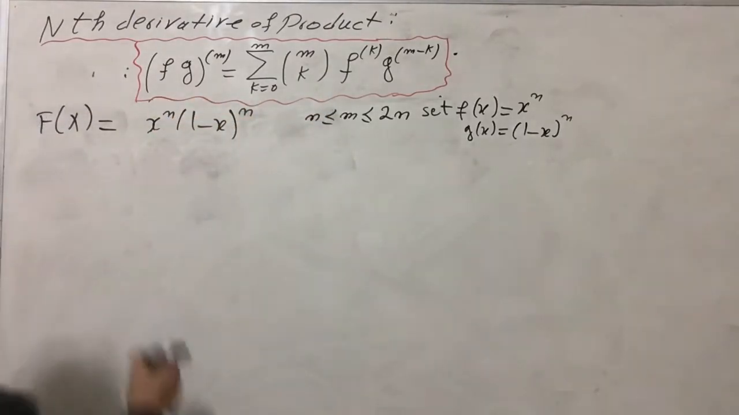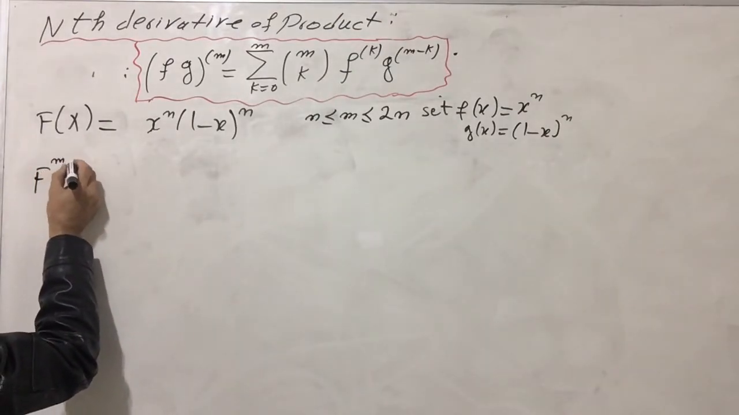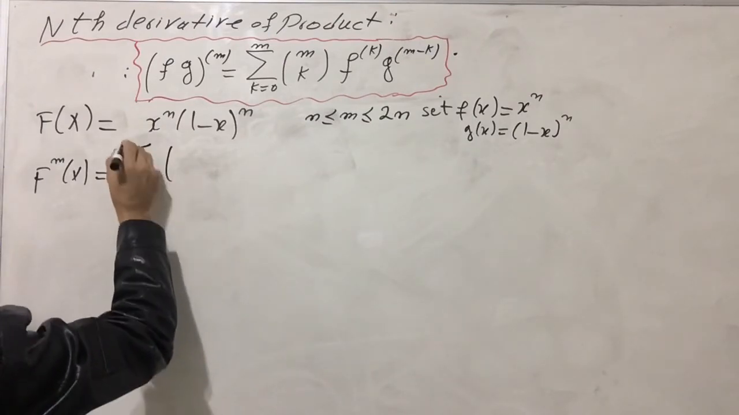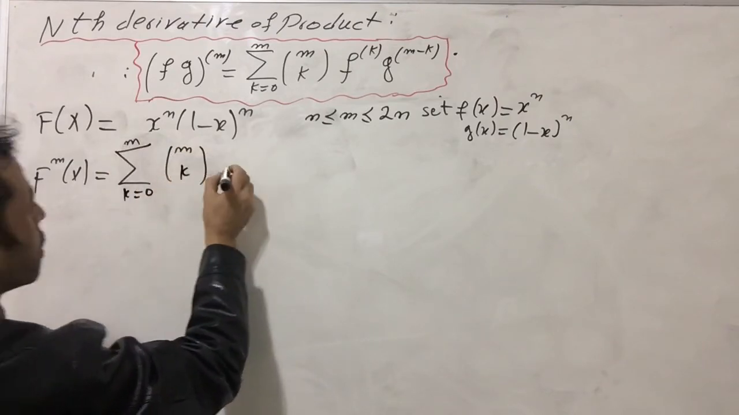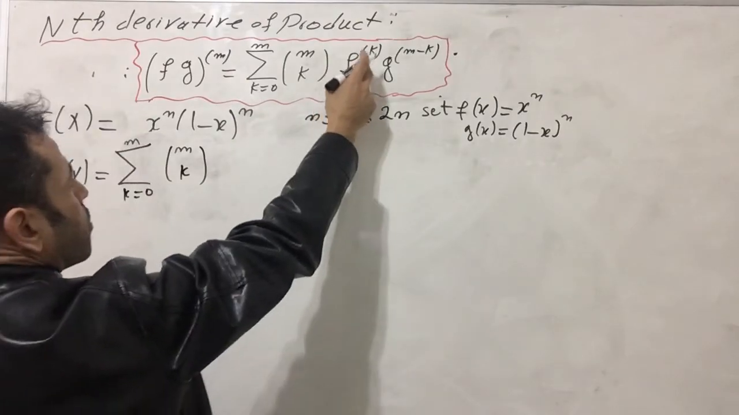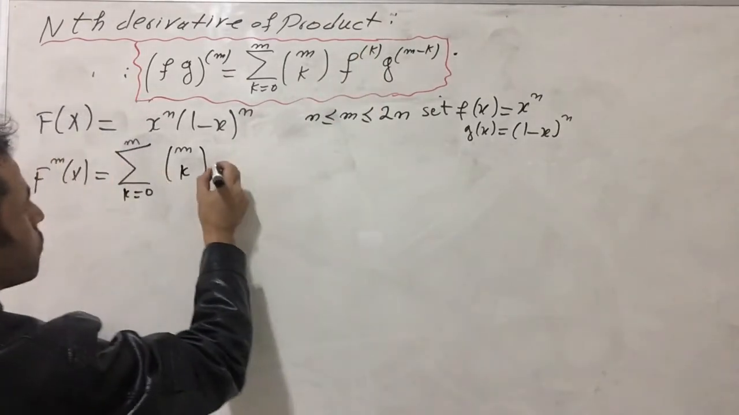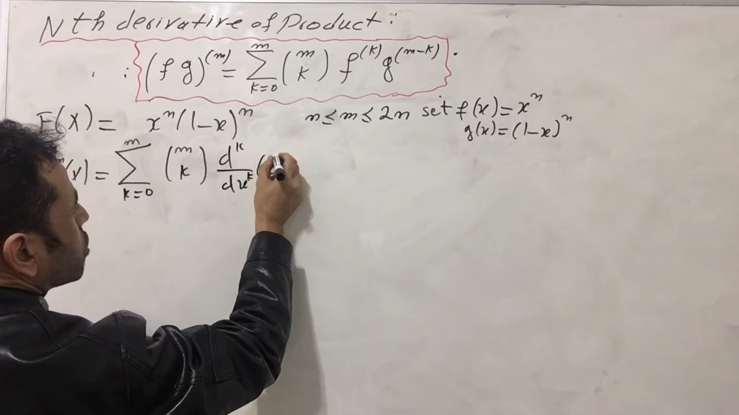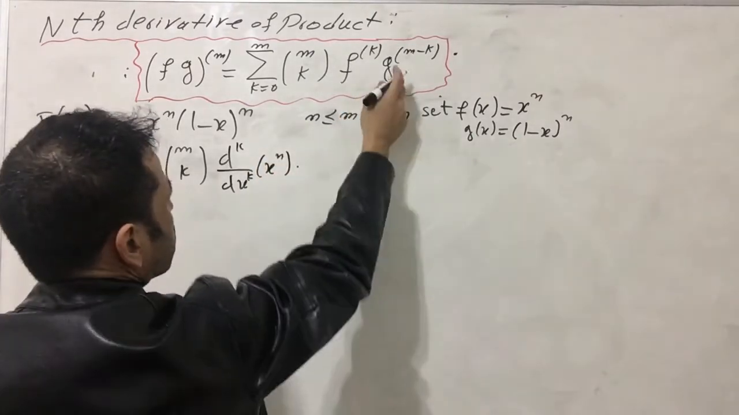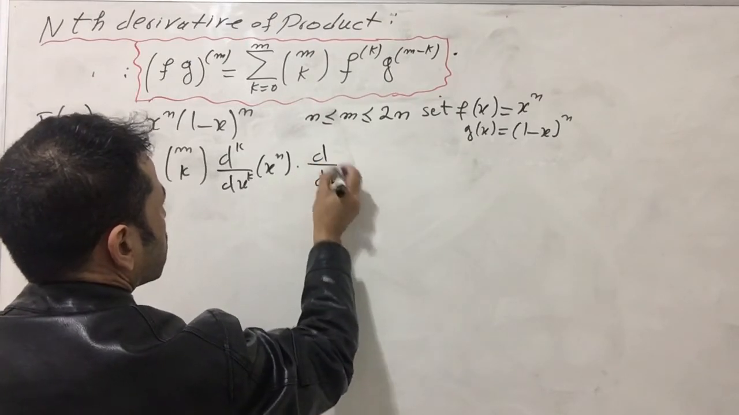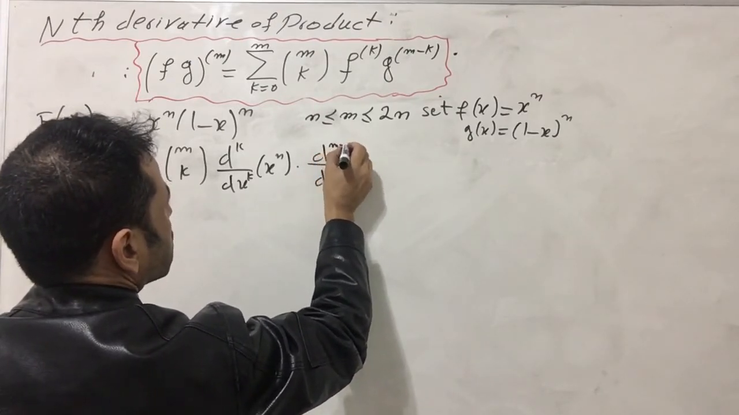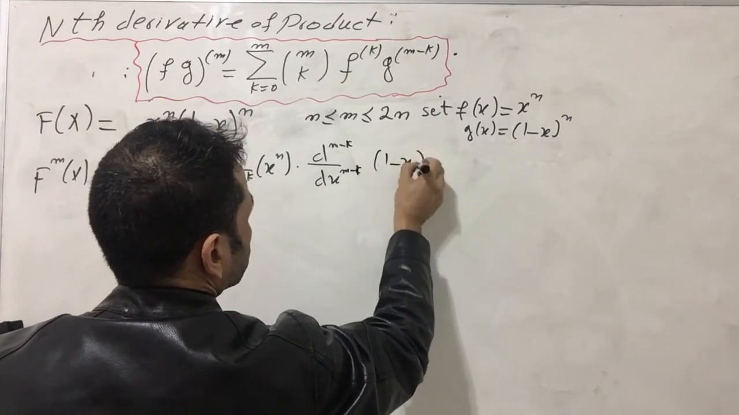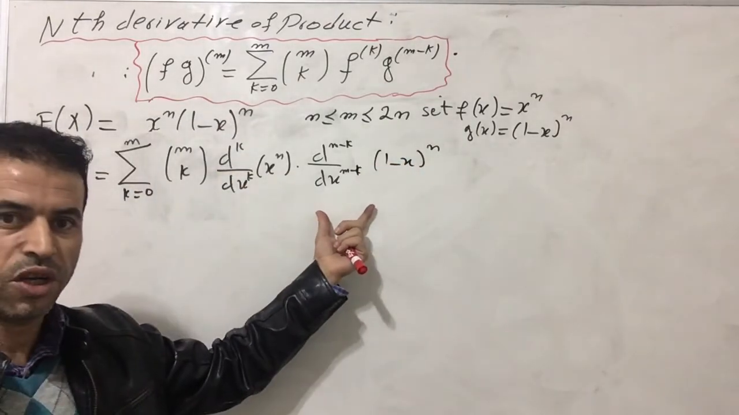Now the derivative of order m of this function equals this sum, as k goes from 0 to m, of m choose k, times the derivative of order k, d^k over dx^k, of x to the n, multiplied by the derivative d^(m-k) over dx^(m-k) of (1 minus x) to the n. So I'm going to differentiate each function separately.